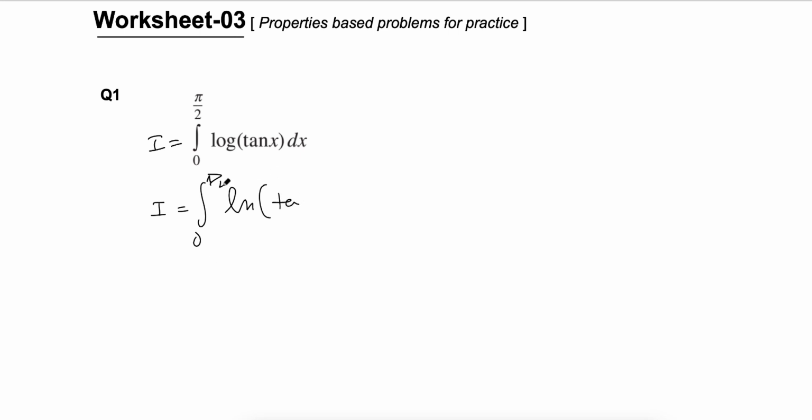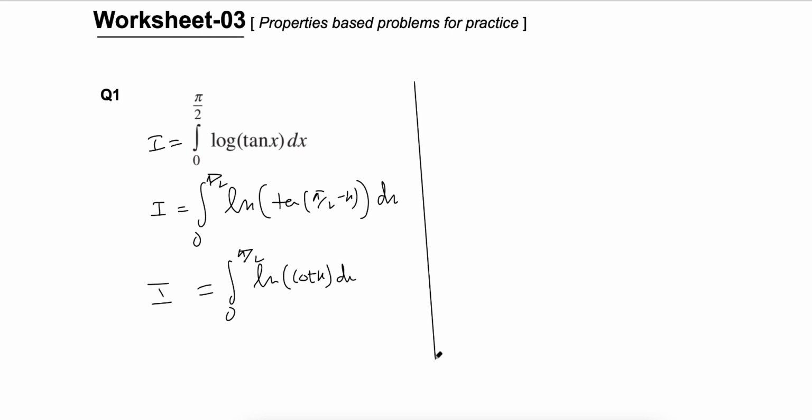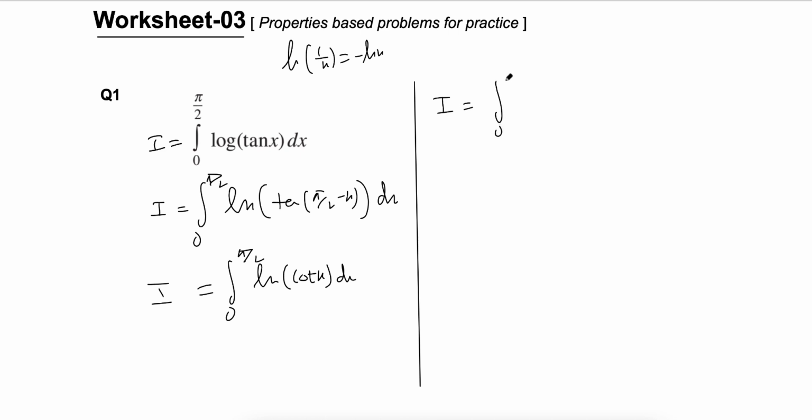Tan x will be replaced by sum of limit minus x, so pi by 2 minus x. And tan pi by 2 minus x, all of you know, is cot x. So 0 to pi by 2 ln cot x. Am I right? And ln cot x, what can I write? Ln 1 by tan x. And all of you know, ln 1 by x is nothing but minus ln x. So we can say I equals 0 to pi by 2 minus ln tan x, because 1 by tan x, so minus will come out, ln tan x dx.